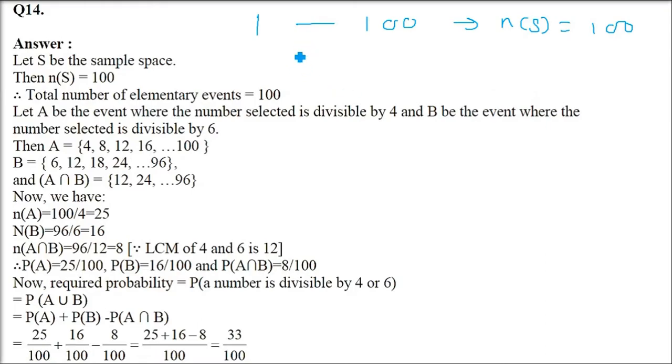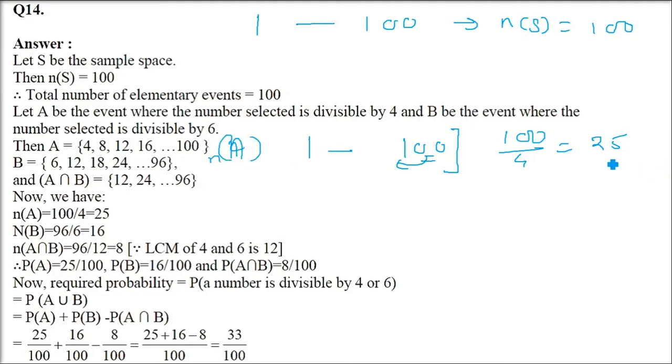So what all numbers are divisible by 4? Just place 1 to 100, start from the back and take the first number which is divisible by 4. So 100, you don't have to go anywhere. 100 is divisible by 4 itself. 100 divided by 4 is what? It is 25. Okay, so the number of elements divisible by 4 is 25. So if I am taking it as A, the number of elements in A is 25.